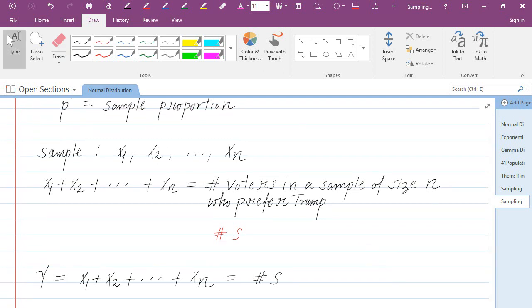Just to make sure that you understand why this sum is giving us the number of voters, let's say that I only have a sample of size 3, so x1, x2, and x3. Let's say that x1 is 1, x2 is 1, x3 is 0. That would mean that the first voter in the sample favors Trump, the second voter favors Trump, and the third voter doesn't favor Trump. So if we add 1, 1, and 0, we get 2. That means 2 of the voters favor Trump.